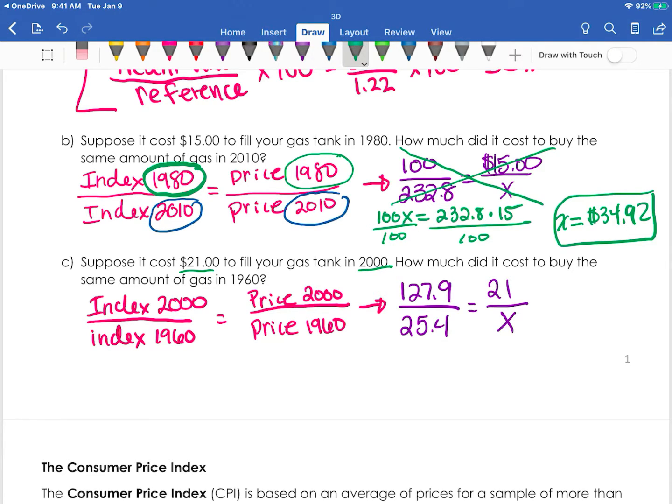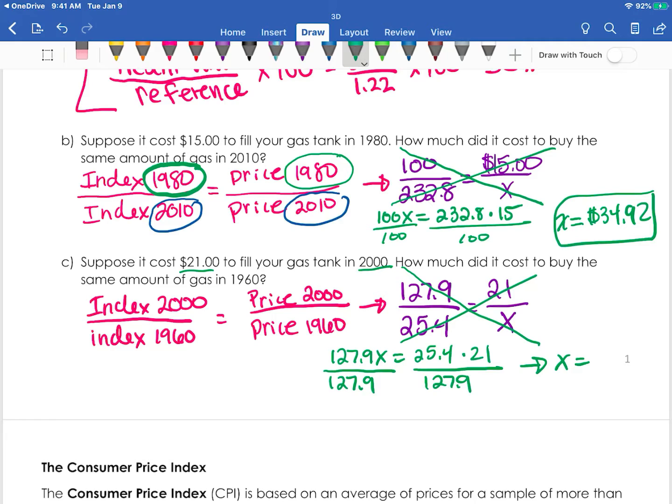Then I'm going to use cross multiplication. So I'm going to do 127.9 times X, and that's going to be equal to 25.4 times 21. Then I have to divide both sides by 127.9 to solve for x. To figure out what x is, I'm going to take 25.4 times 21, and then divide by 127.9. When I do that, I'm going to get $4.17. So that makes sense.